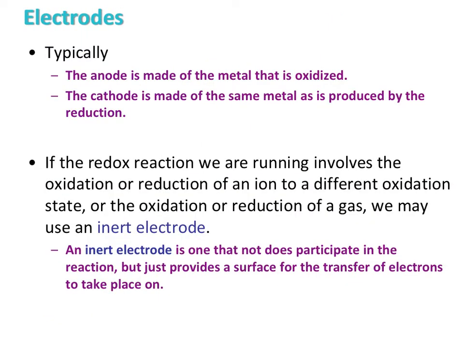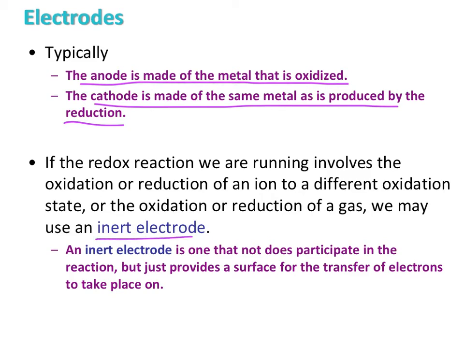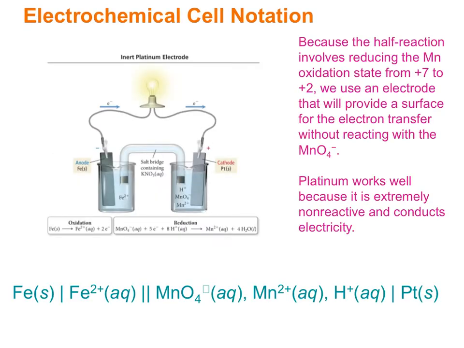So I was hinting at this, but I didn't have anything actually written up, but this is what I was discussing. So typically your anode will be made of the same metal that you oxidize, and the cathode will be made of the same metal that you're producing. But in the case where you don't have that particular situation, you have to have an inert electrode. So it's one that doesn't participate in the reaction, but provides a surface for the transfer of electrons. So here we have an example of that.